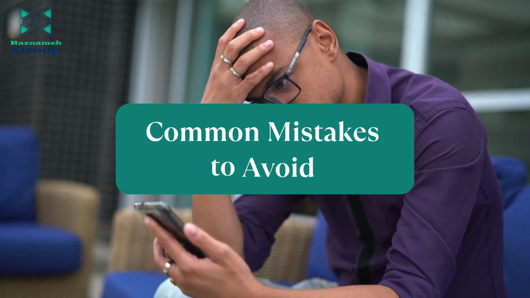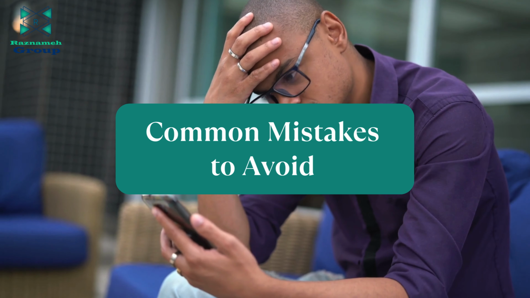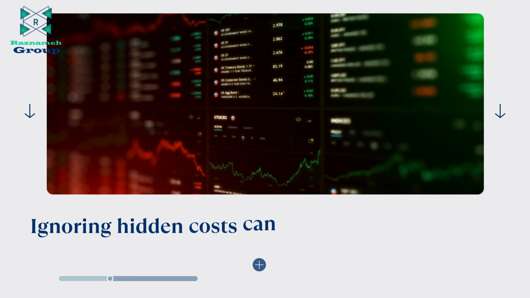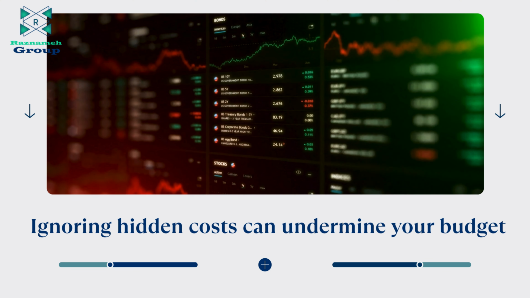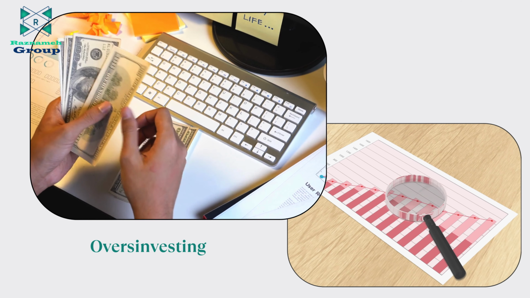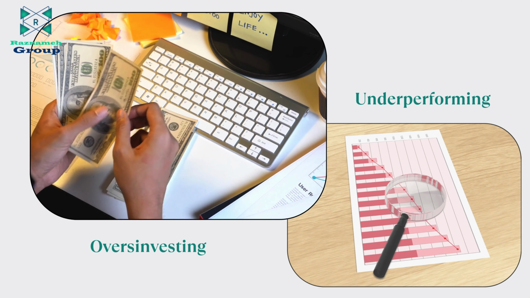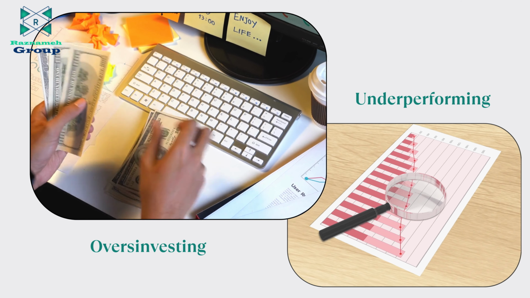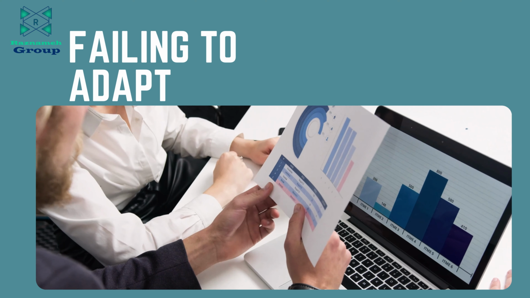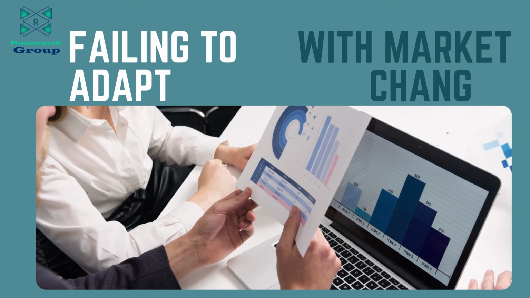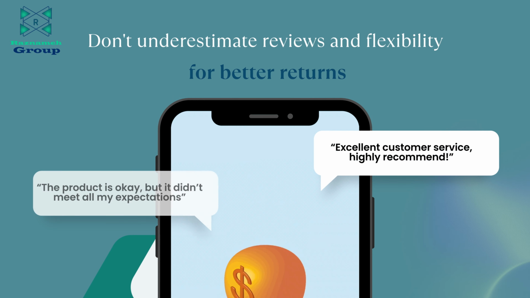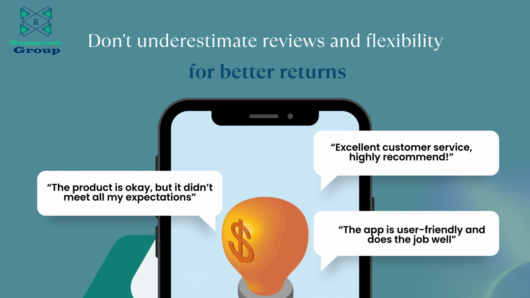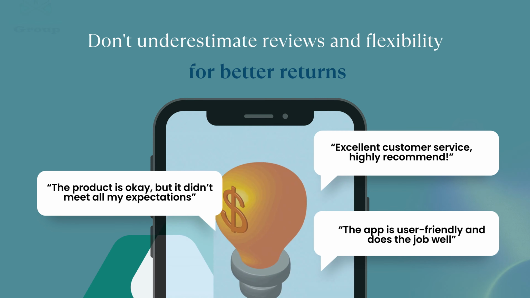Avoiding common mistakes is important to managing costs effectively. One mistake is ignoring hidden costs in your campaigns and operations, which can quickly add up and undermine your budget. Another pitfall is overinvesting in underperforming channels. It's essential to assess and shift resources to more effective ones. Lastly, failing to adapt your cost structures to market changes can lead to inefficiencies. Regular reviews and flexibility are crucial for staying competitive and maximizing returns.